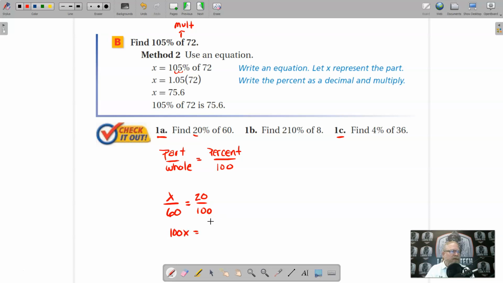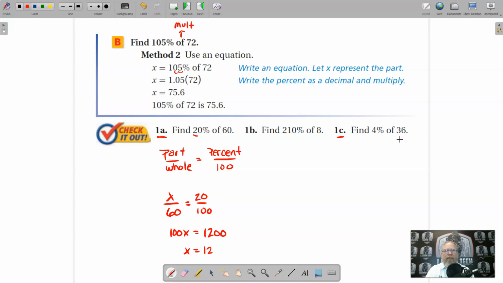And 60 times 20, well, 6 times 2 is 12. And we got a couple zeros on there. Now we're going to go ahead and divide both sides by 100. And whenever we do that, we end up with 12. So x equals 12.